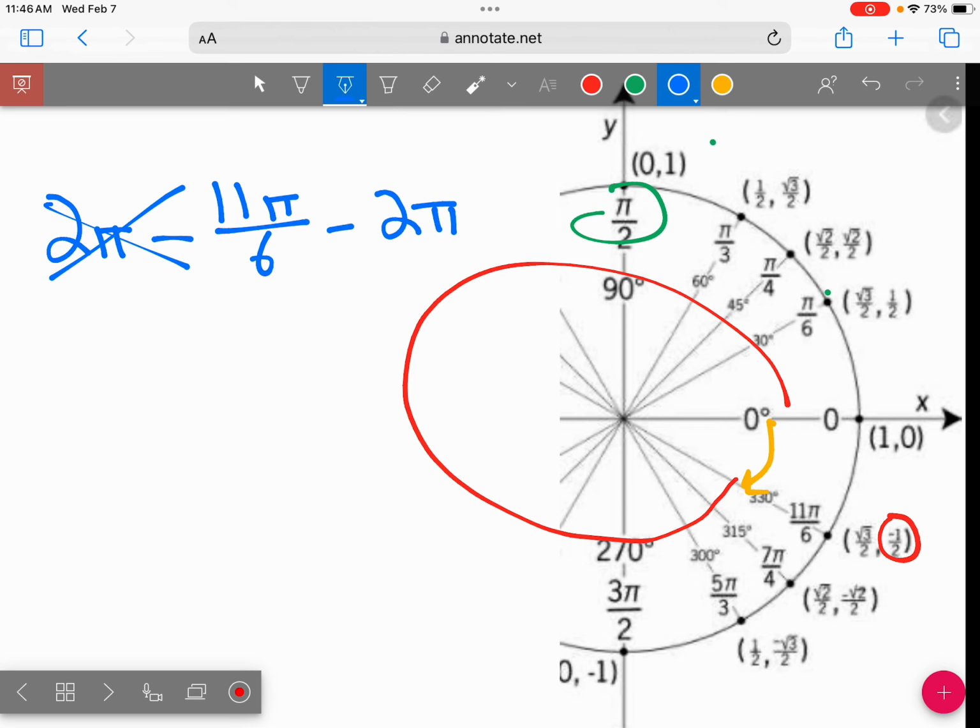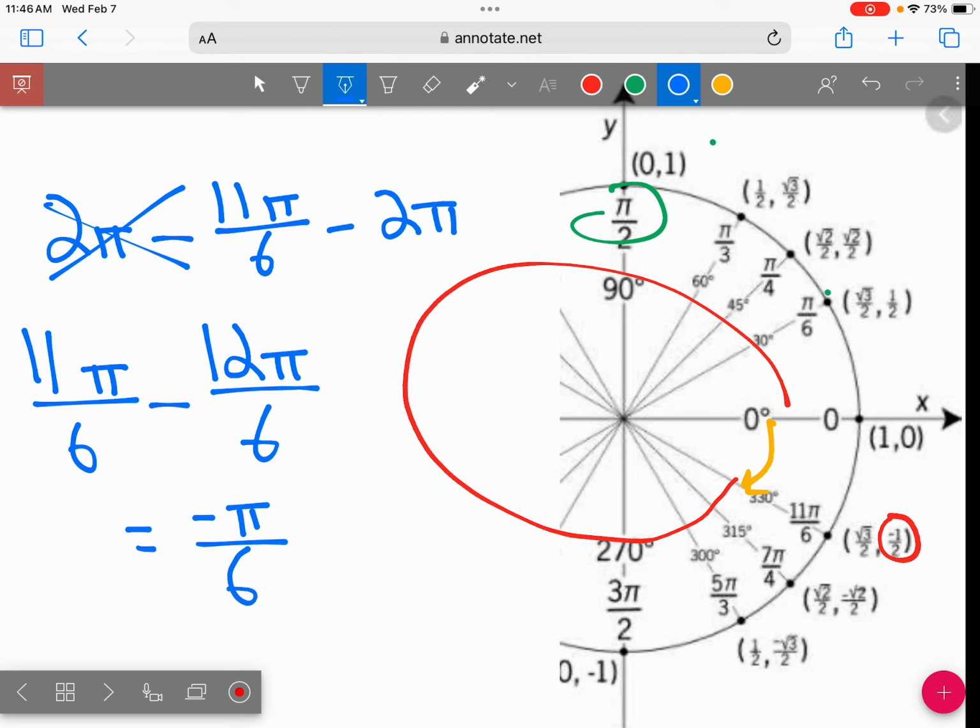Essentially, we need to find the coterminal angle that's between negative pi over 2 and positive pi over 2. The way we would find that negative coterminal angle is subtract 2 pi from our radian. When we're adding or subtracting fractions, we need a common denominator. So 2 pi, negative 2 times 6, gives me negative 12. So there would be 11 pi over 6 minus 12 pi over 6, and that's where I get negative pi over 6.